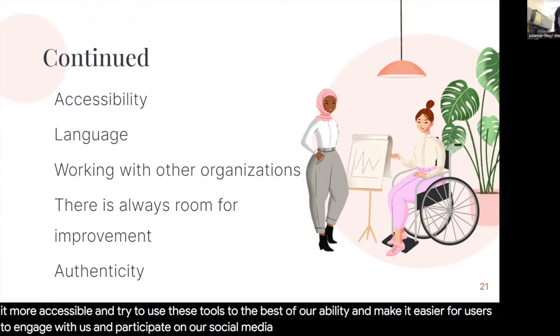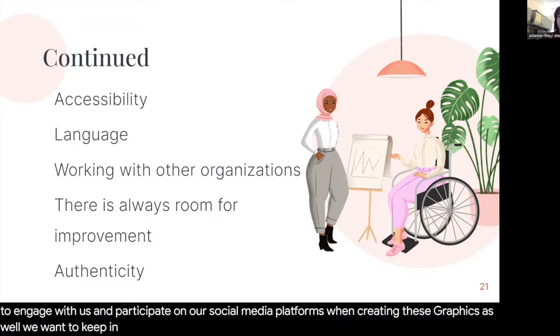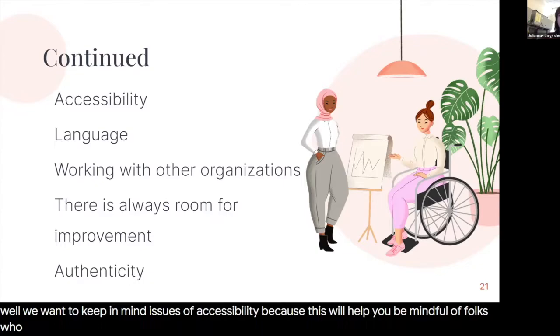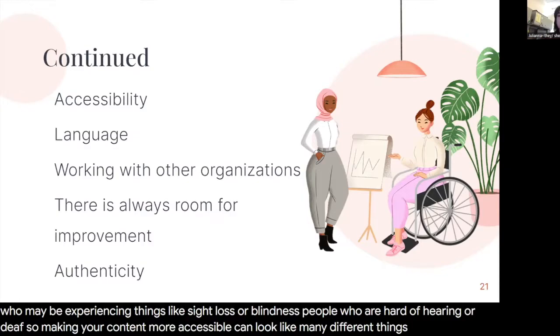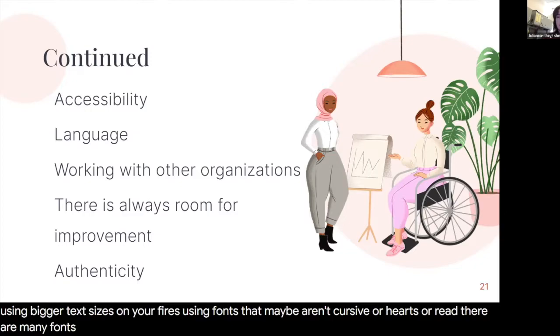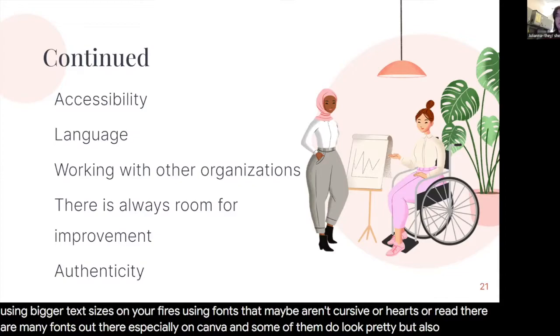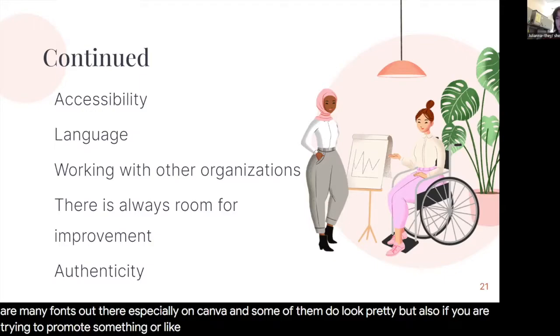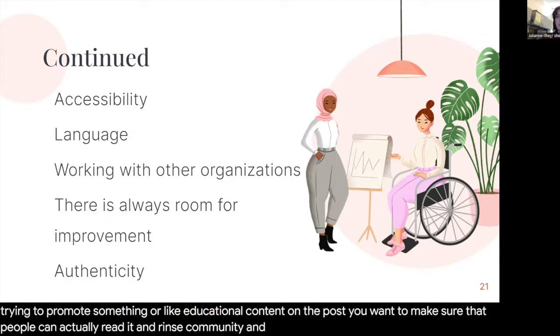When creating these graphics as well, we want to keep in mind issues of accessibility because this will help you be mindful of folks who may be experiencing things like sight loss or blindness, people who are hard of hearing or deaf. So making your content more accessible can look like many different things. This can look like using bigger text sizes on your flyers, using fonts that maybe aren't cursive or hard to read. There are many fonts out there, especially on Canva, and some of them do look pretty, but also if you are trying to promote something or have educational content on the post, you want to make sure that people can actually read it and retain the information that is on the flyer.